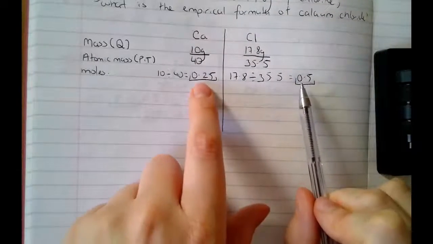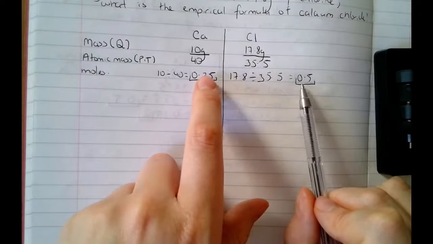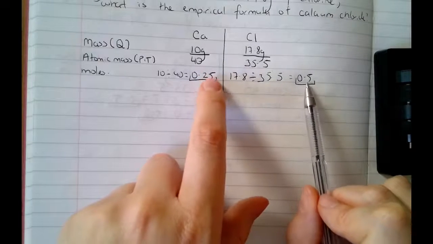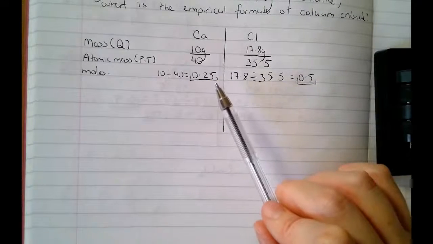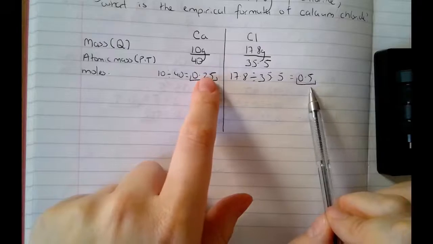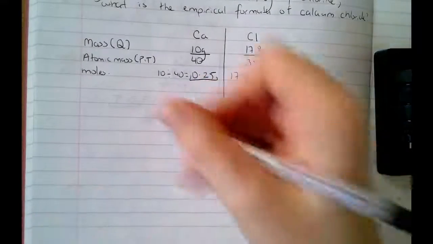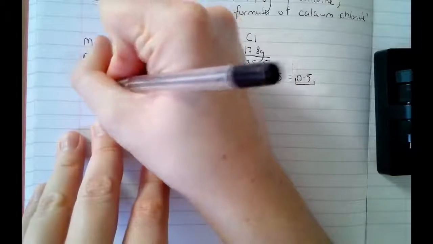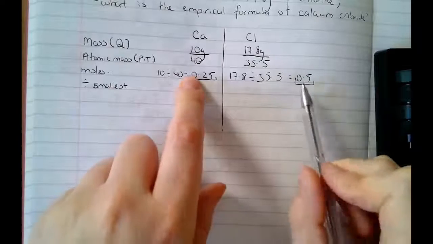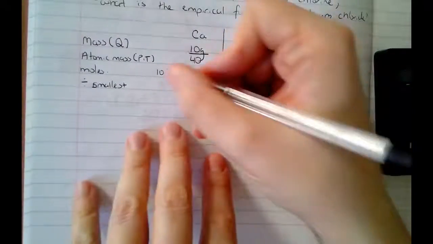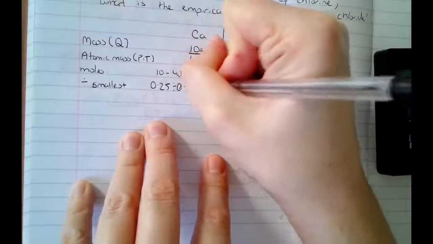These numbers represent a ratio, but to write the empirical formula, I need this ratio in whole numbers. At the moment, I've got it in decimals. You might be good with numbers and easily see what the ratio is in whole numbers. But if you can't, in order to convert these numbers to whole numbers, we're going to divide by the smallest of the two numbers. 0.25 is smaller than 0.5, so I'm going to divide both of these numbers by 0.25.